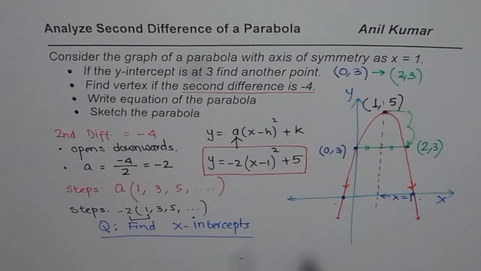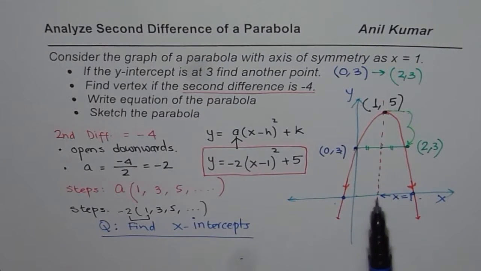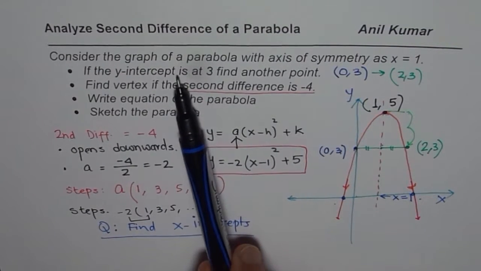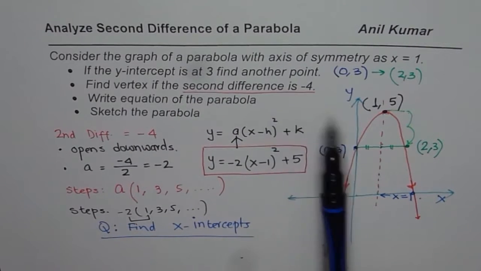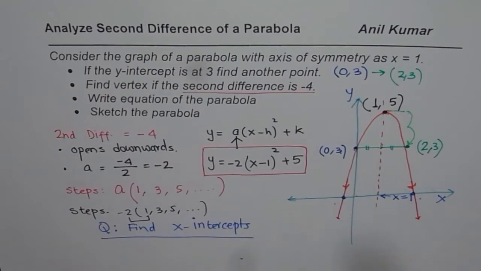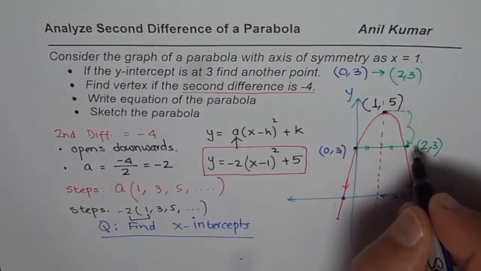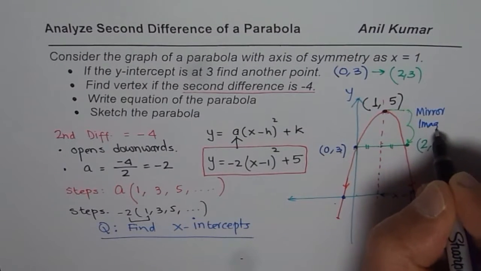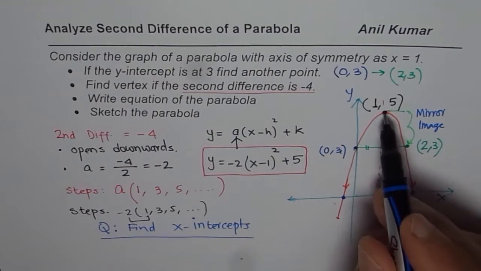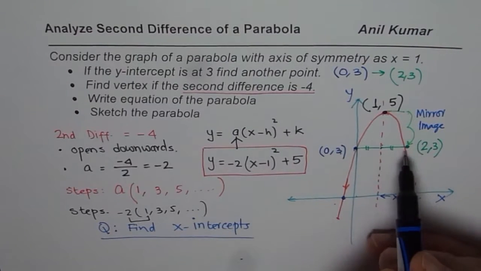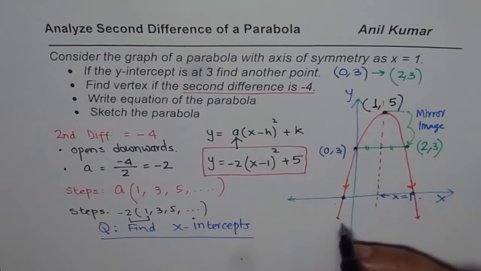Let me remind you what we did. We started with the axis of symmetry, knowing fully well that the vertex will be on the axis of symmetry. We knew one of the points on the graph of the parabola, that was the y-intercept. Based on the known point, we found another point which was a mirror image of the given point. And where is the mirror? The mirror is the axis. Once we have these 2 points, we know that the parabola will go through them.